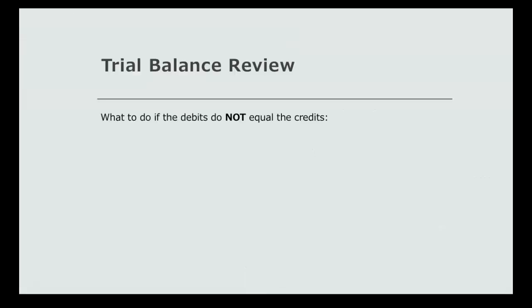So let's talk about what happens when they don't equal, right? If our credits came out to be 105,000 instead of 106,000 in that example. The first step, just make sure that you didn't make a math error, right? Make sure that you didn't just add up your debit column incorrectly or add up your credit column incorrectly. You might have flipped a few numbers. Just check to see if that was the case.